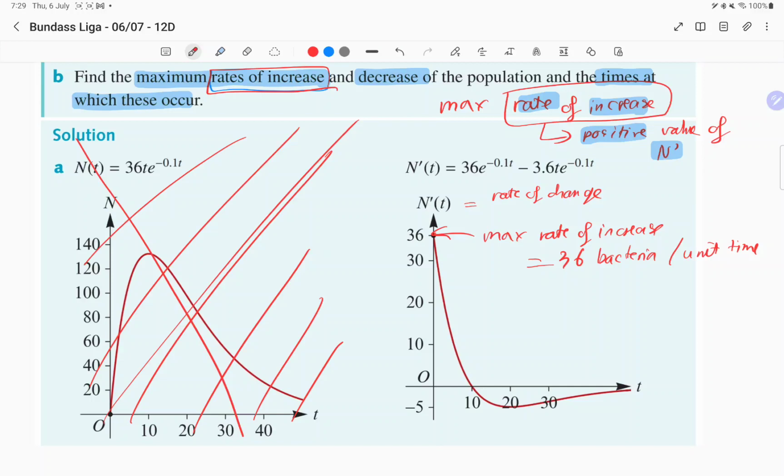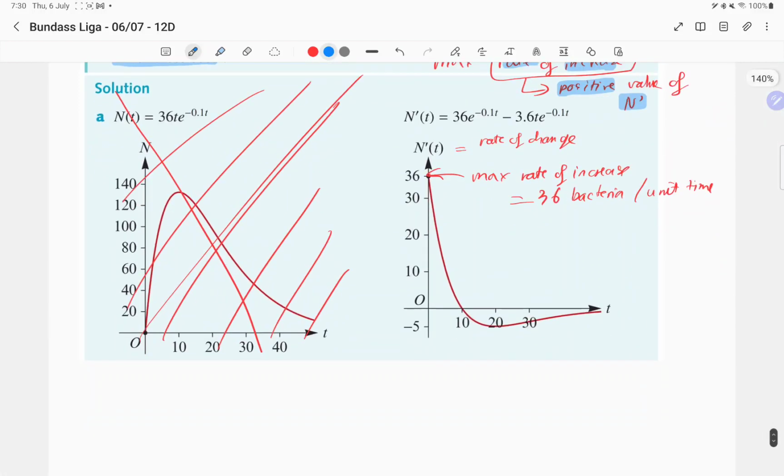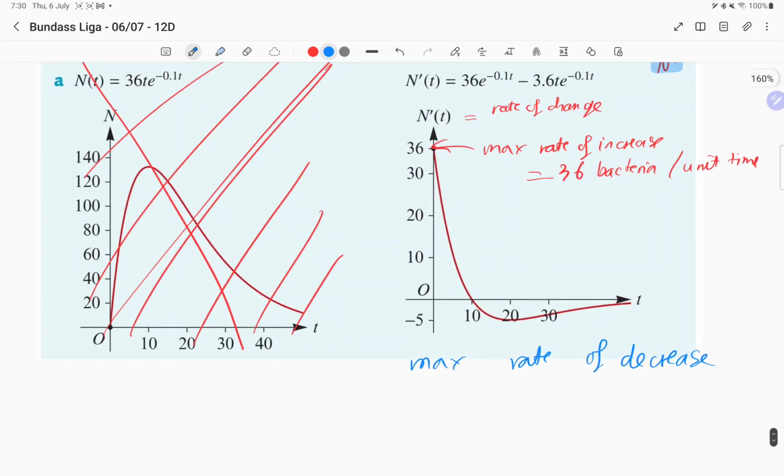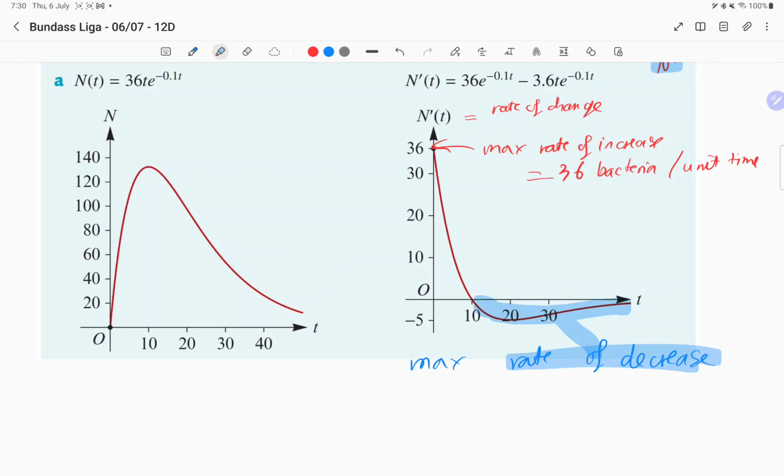Any question? Emily? What is the maximum rate of decrease then? Wouldn't it just be the lowest point? Yes, that's right. The rate of decrease means what? Rate of decrease is corresponding to this section, right? When the rate is negative. Because when the rate is negative, the culture is decreasing. So now you actually look at this one here. You see how around 10 it starts decreasing?